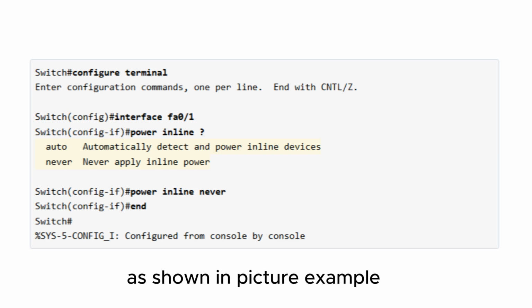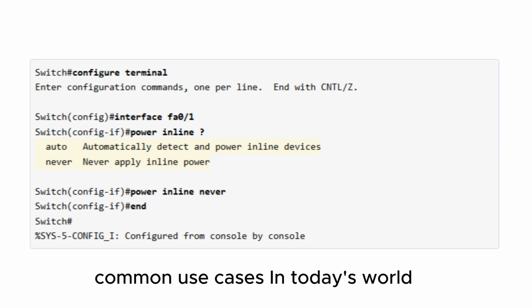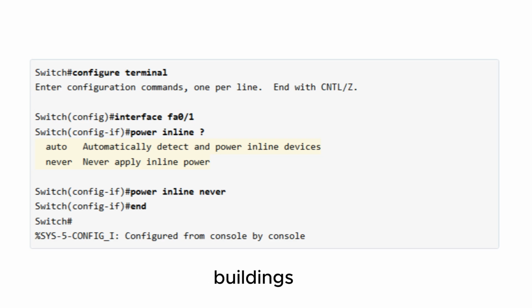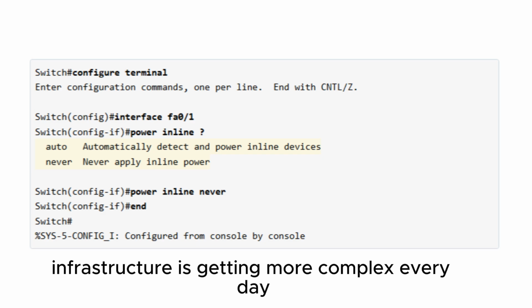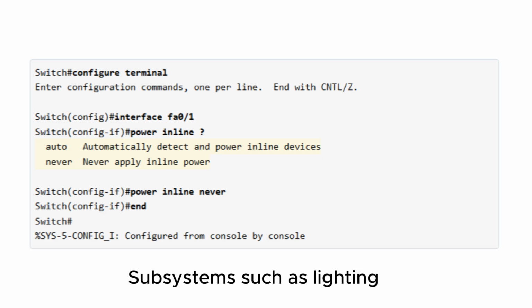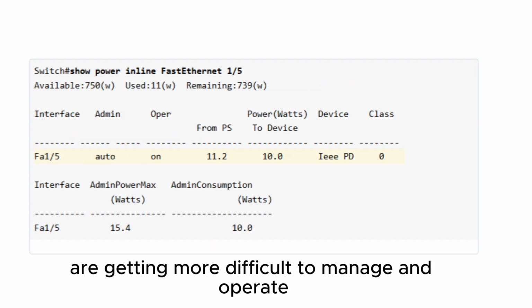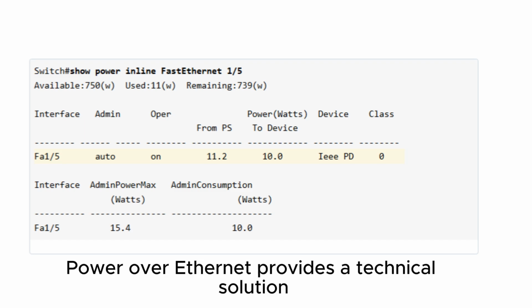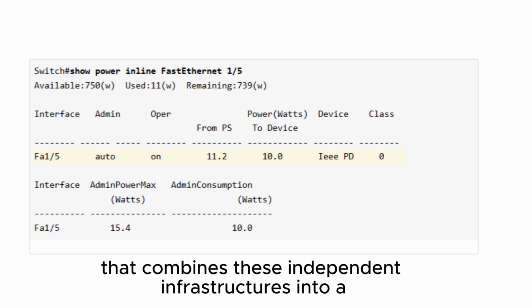Common use cases. In today's world, buildings' infrastructure is getting more complex every day. Subsystems such as lighting, cooling, security, and communication are getting more difficult to manage and operate. Power over Ethernet provides a technical solution that combines these independent infrastructures into a common medium, the Ethernet network.